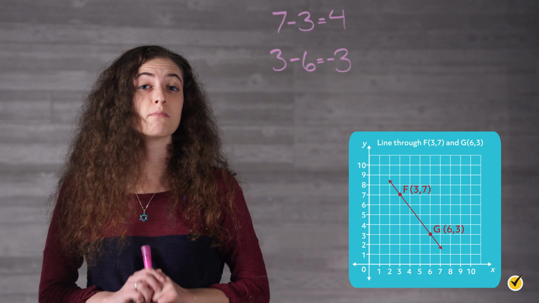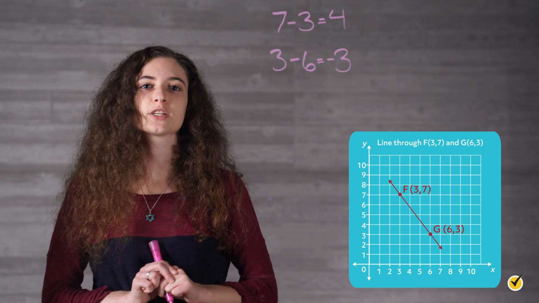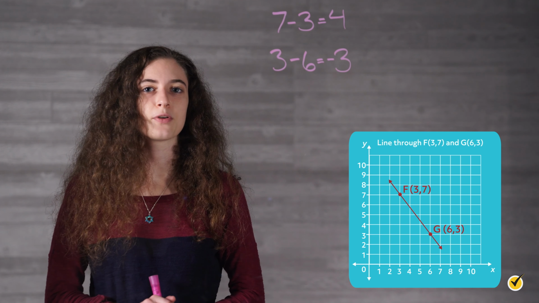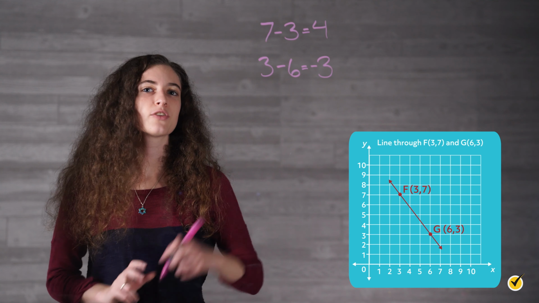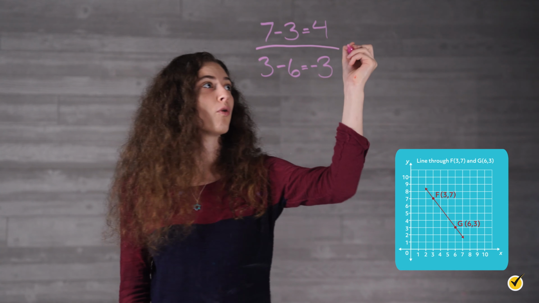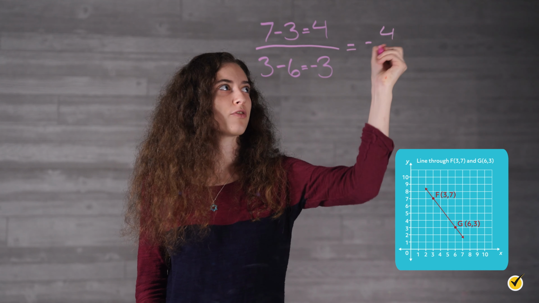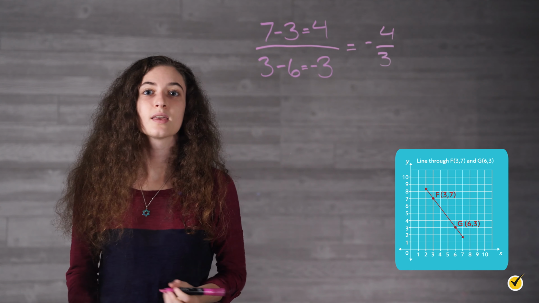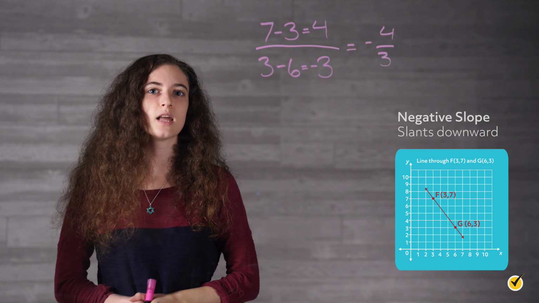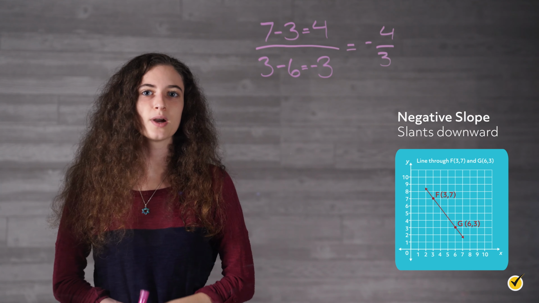Note that the subtraction must be consistent. We subtracted both of the coordinates of the point G from the coordinates of point F. The slope of this line is therefore change in y over change in x, or negative 4 over 3. It is important to note that a negative slope indicates that the line slopes downward from left to right.